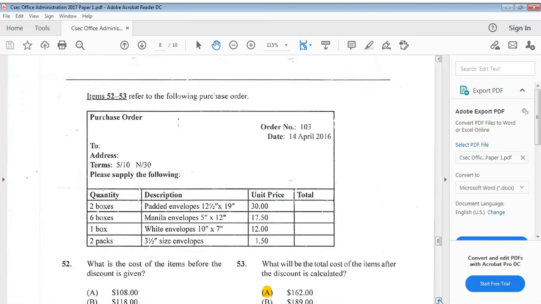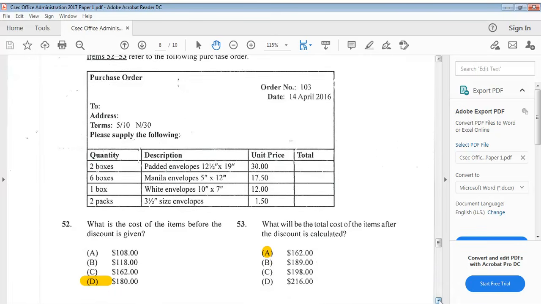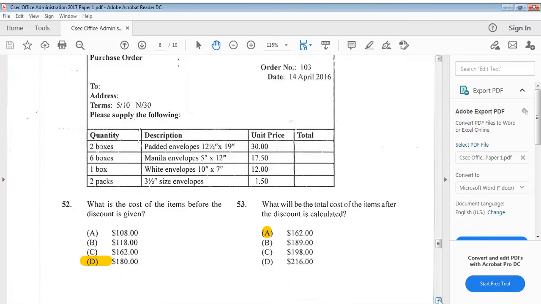Okay, we have a purchase order here. All right. So we see different sizes of boxes and envelopes that were bought. So 52 says, what is the cost of the items before the discount is given? So in order for us to find the cost of the items before discount was given, we would have to multiply our quantity by our unit price.